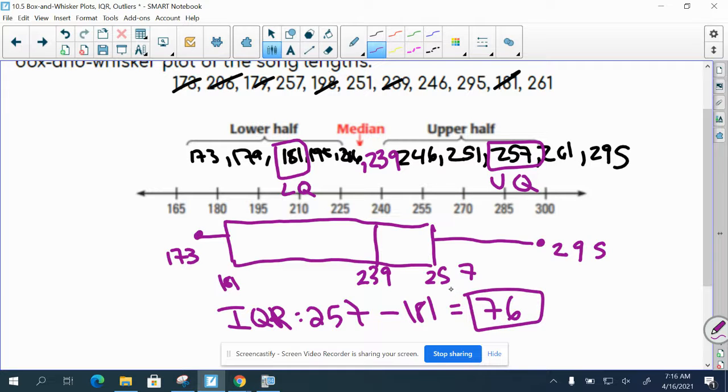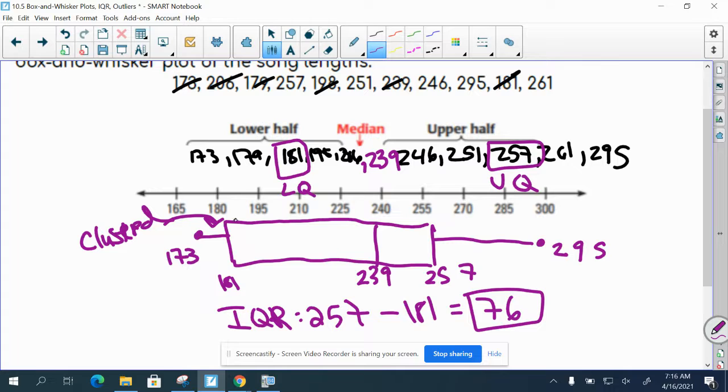Now, let's talk about how this data is spread out. The way you can tell whether it's clustered is the concentration of numbers. So this would be clustered since it's shorter. It's the shortest portion of the box and whisker plot. So this would be the most clustered part of the box and whisker plot, which means you've got a lot of numbers between this.